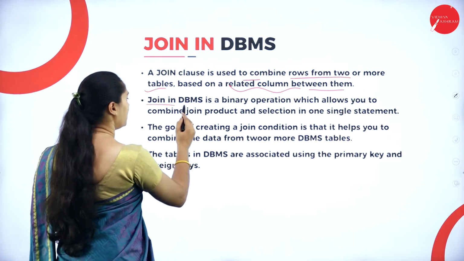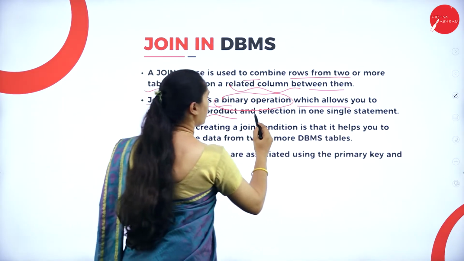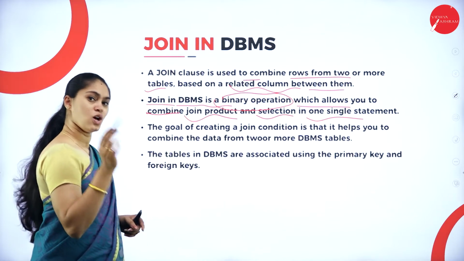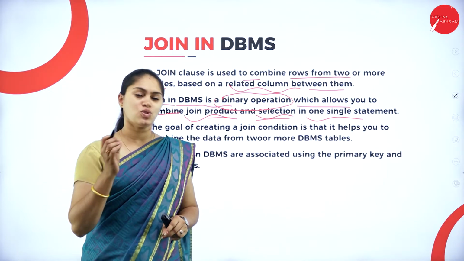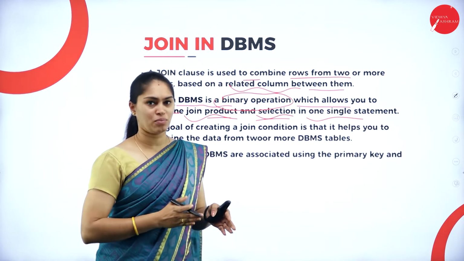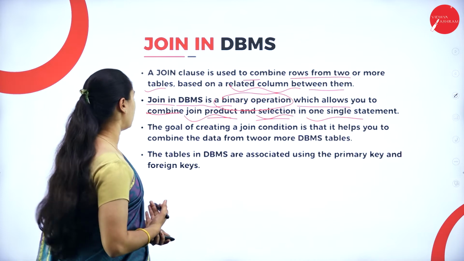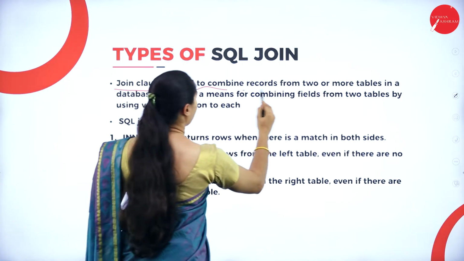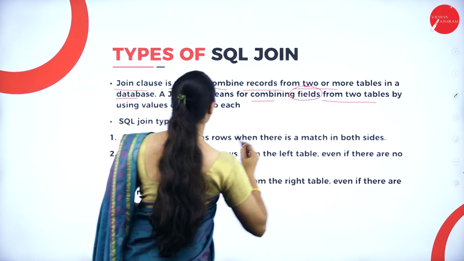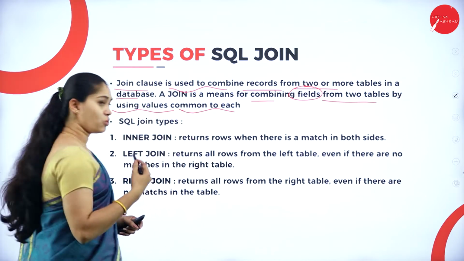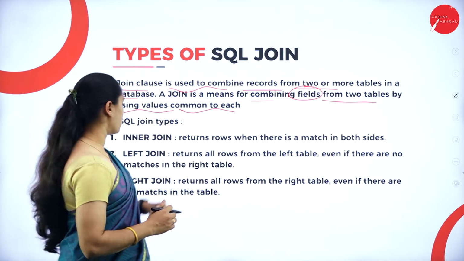Also, join in DBMS is a binary operation. Mainly it allows you to combine join, product and selection in one single statement. You already know about the projection operation as well as the selection operation, right? So by making use of the projection and selection operations together in a single statement, we can have this join. Also, the join clause is used to combine the records from 2 or more tables in a database, and mainly we are combining the fields from 2 tables by using values which are common to each. So we are combining the rows as well as the columns or attributes here.